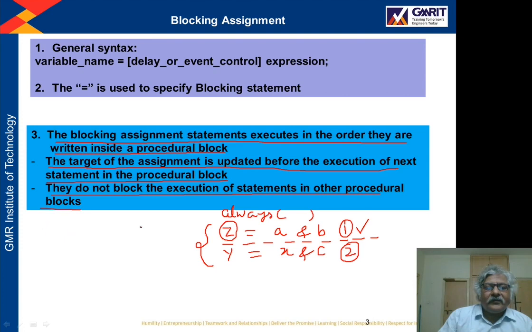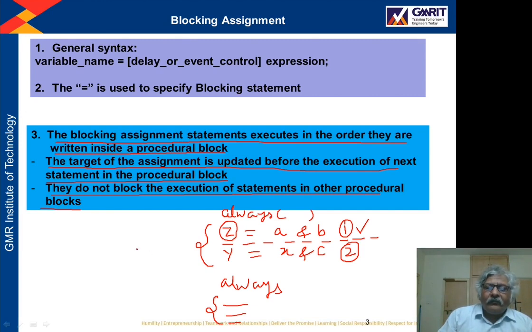So the meaning is this: suppose this is one always statement and there is another always statement, an always block. Inside this always block, there are a few statements. So in this case, statement number 1 will not block the statements of another procedural block, right? It will block the execution of the statements in the same block.